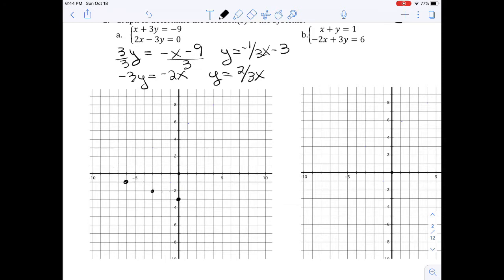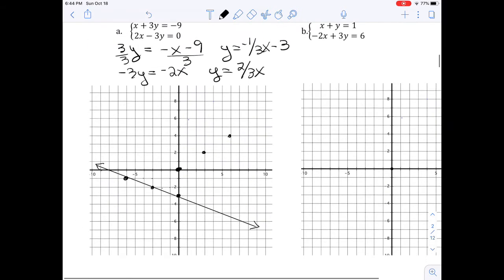No, that is not a good line. Let's try that again. That's a little bit better. All right, then we're going to draw the second line. It goes through 0, 0, and it has a positive 2/3 slope. Up 2 over 3, up 2 over 3. And now I'm going to draw that line.